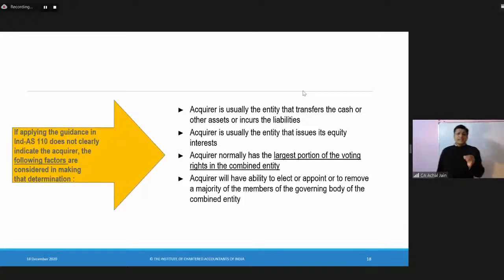The acquirer is usually the entity that transfers cash or other assets or incurs liabilities. Let's understand what this means. So what do we mean when we say this? Just give me 1 minute.